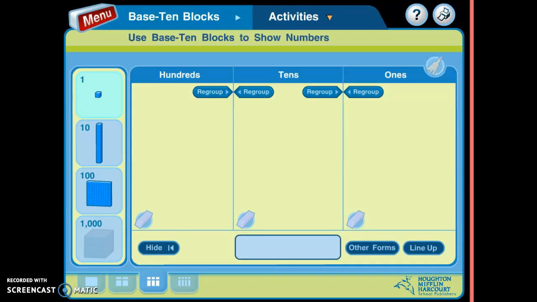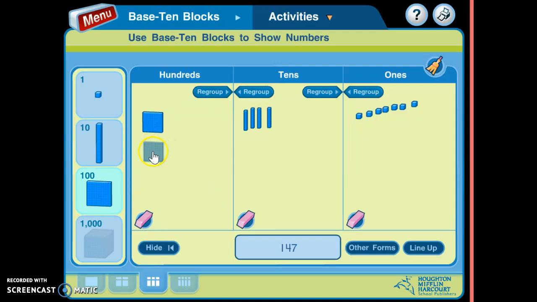Here I have our base 10 blocks using one of our interactive virtual manipulatives. So I need to start with 147. 1, 2, 3, 4, 5, 6, 7. I need to add 213. And I need to add 26.